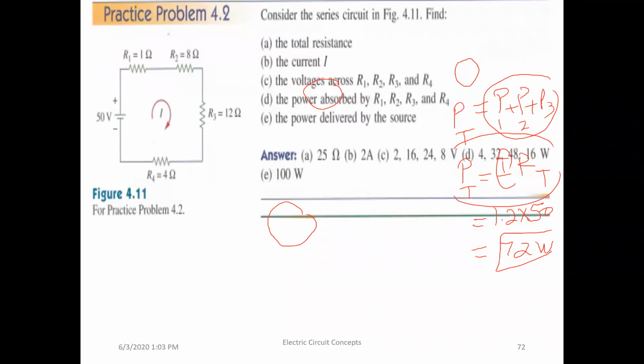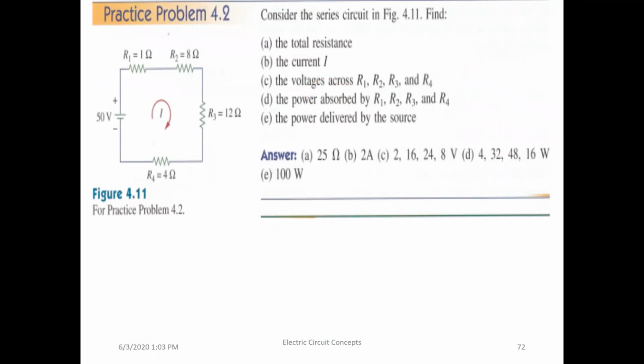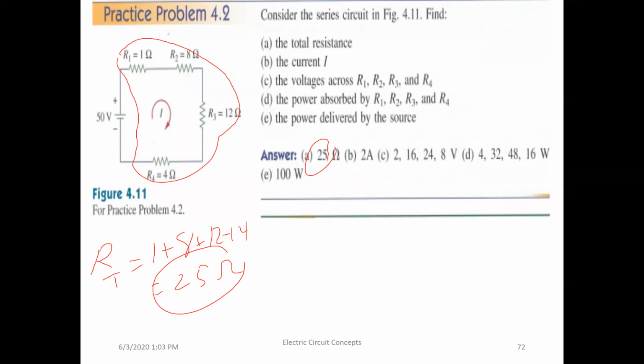Okay, if you look at practice problem 4.2, we are given a similar circuit. If we follow the same steps as we did in the previous example, we can find whatever we are looking for. We're given 4 resistors here. Total resistance, again, RT equals the sum 1 plus 8 plus 12 plus 4. So we should get 25 ohms.